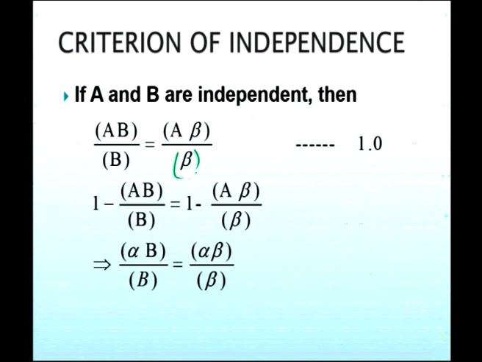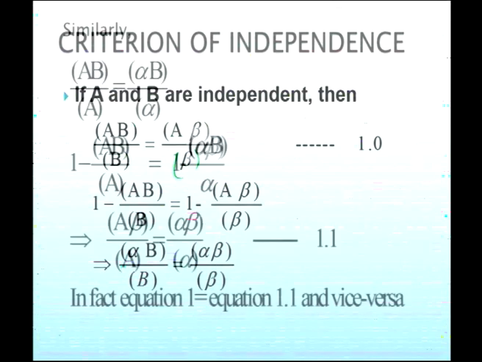Okay. 1 minus AB by B is equal, that is taking negative on both sides and subtracting from 1. 1 minus AB by B is equal to 1 minus Aβ by β. 1 minus AB by B is B minus AB, that is written as αB divided by B, is equal to β minus Aβ, which is αβ by β.